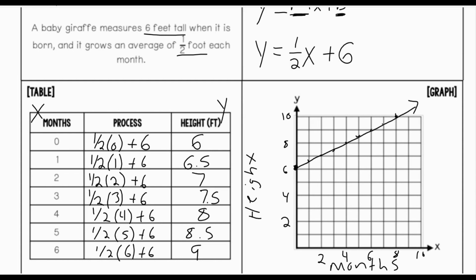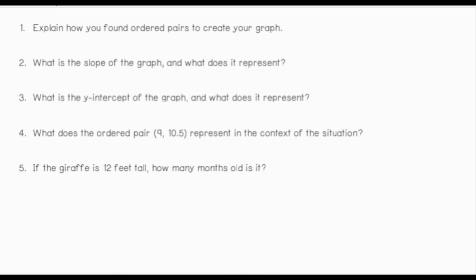There's my graph. Now we can answer a few questions based on my graph, my equation, and my table. Explain how we found the ordered pairs to create your graph. Well, in my table, the months and the height were the ordered pairs that I used for my graph. What's the slope of the graph and what does it represent? My slope was 1/2 a foot, and it represents the baby giraffe growing 1/2 a foot each month.